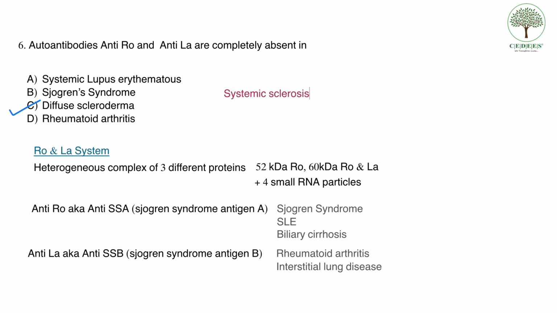Now, why we chose diffuse scleroderma? The diagnostic antibodies for diffuse scleroderma or systemic sclerosis are your anti-nuclear antibodies, which include anti-topoisomerases, anti-centromeres, and anti-RNA polymerases.